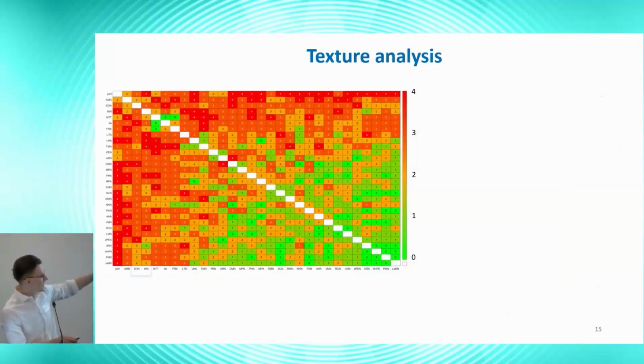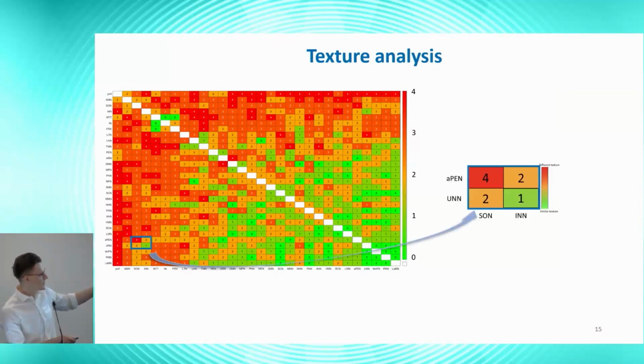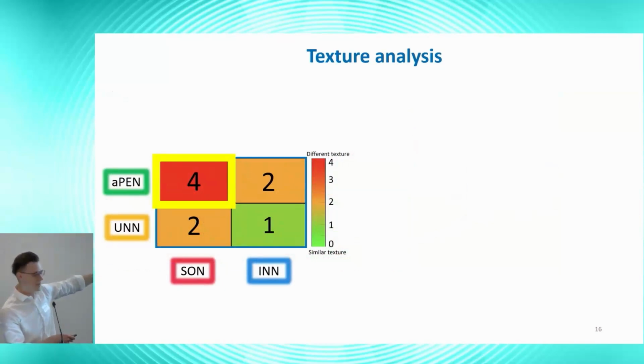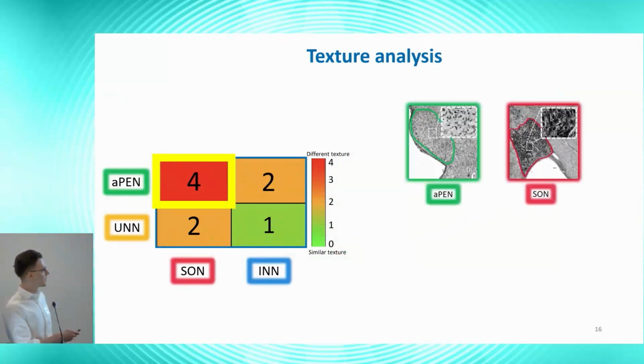Since the table is rather big, we just, as an example, have a closer look at this particular square where we can compare 4 nuclei. Let's start with comparing the anterior periventricular nucleus with the supraoptic nucleus. According to the method, we obtained a high difference in the texture features, but you may ask how it looks in the section. On the right, we see that the anterior periventricular nucleus has rather sparsely dense, smaller parvocellular neurons, while the supraoptic nucleus consists of bigger magnocellular neurons with a high density.